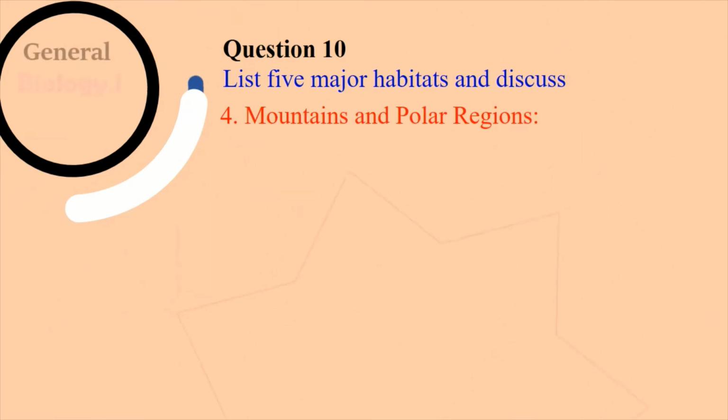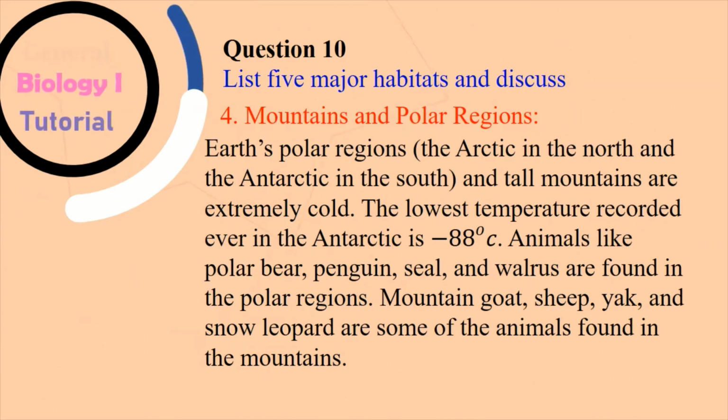4. Mountains and polar regions. Earth's polar regions, the Arctic in the north and the Antarctic in the south, and tall mountains are extremely cold. The lowest temperature ever recorded in the Antarctic is -88 degrees Celsius. Animals like polar bear, penguin, seal, and walrus are found in the polar regions. Mountain goat, sheep, yak, and snow leopard are some of the animals found in the mountains.